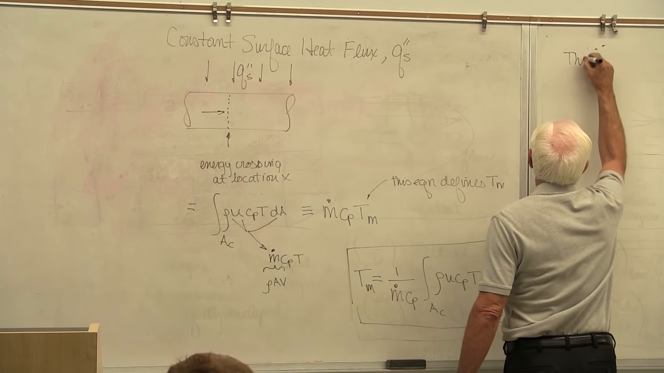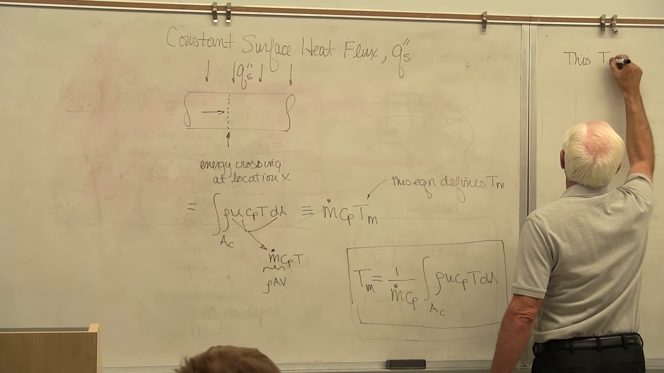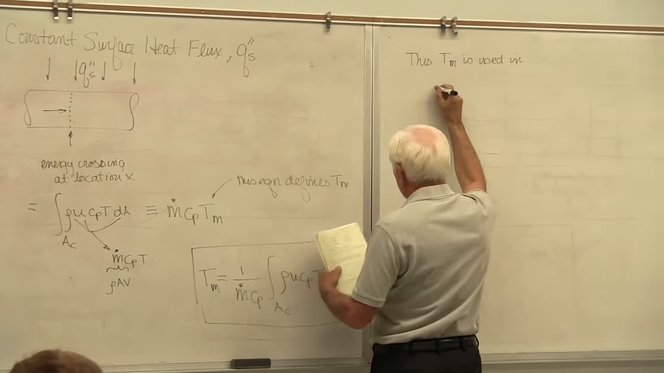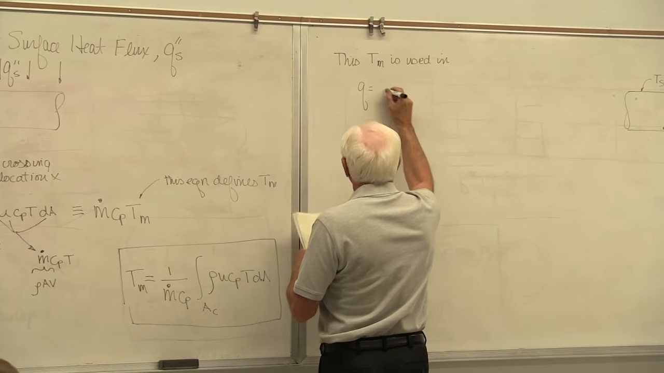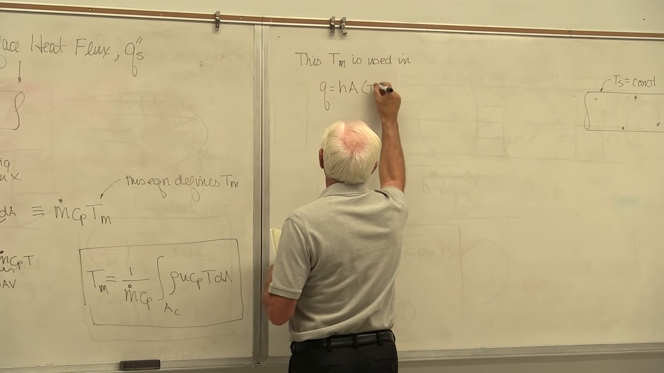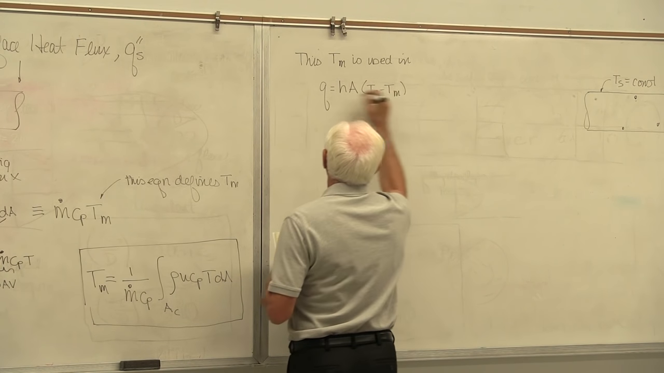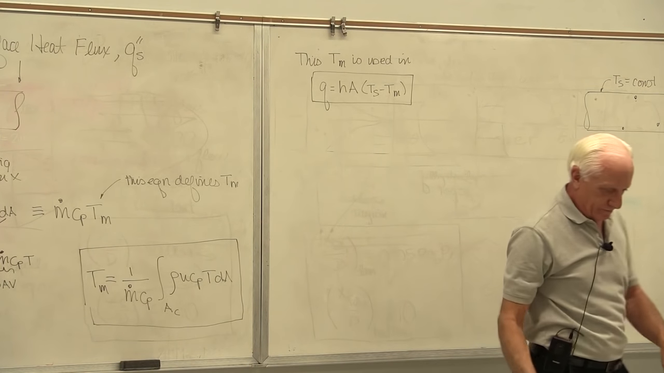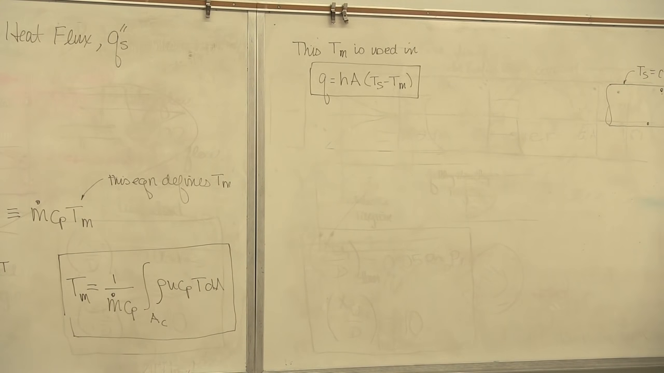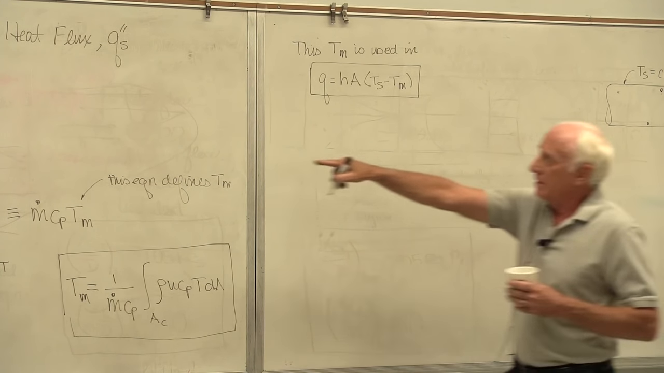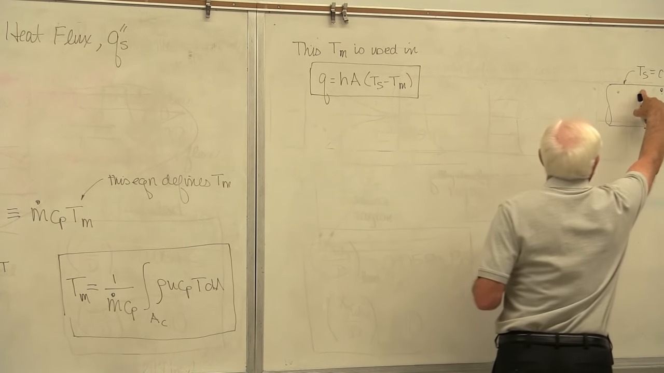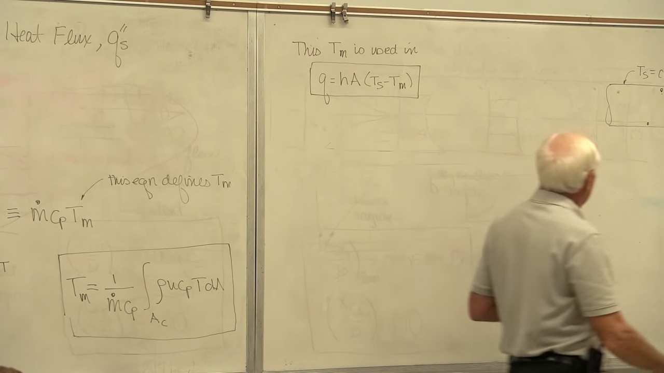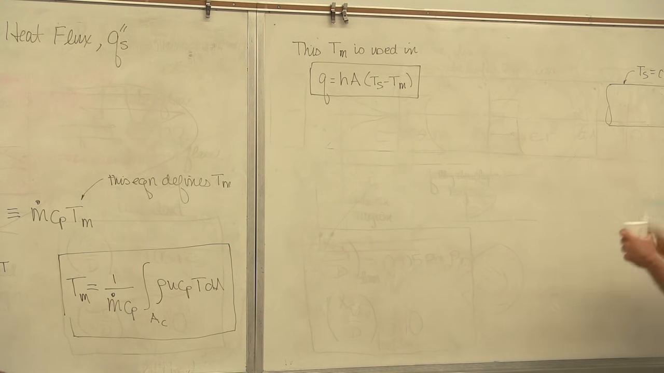This T_m, why is T_m important? Well, this T_m is used in our q equals h A (T_s minus T_m). So that's Newton's Law of Cooling, Chapter 1, for a tube. Chapter 1. What's the right temperatures to use? The surface temperature over here, or over here, doesn't matter. The surface temperature minus the mean fluid temperature.